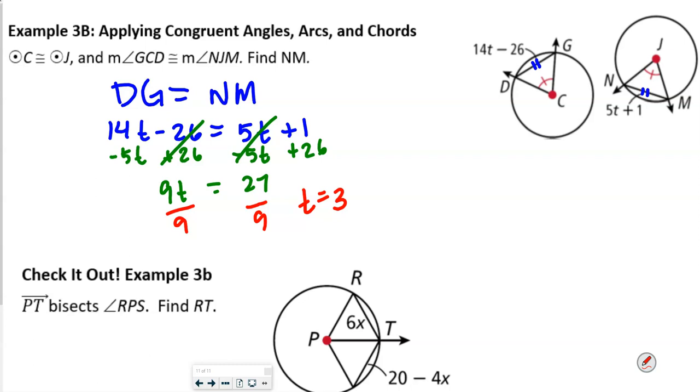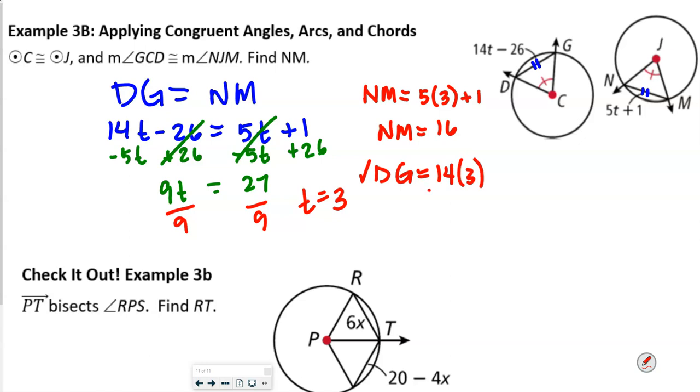Okay, this time we're going to find the measure of NM, okay? And NM is going to be 5 times 3 plus 1. That's 16, right? Because that's 15 plus 1. So NM is equal to 16. Now, what should DG be equal to? The same thing, right? Okay, so to check it, we're going to find DG as well. So we're going to do 14 times 3. That's 42 minus 26. Guess what that equals? 16. So it does check out. So remember, checking things is good because it makes sure that you get the answer right.